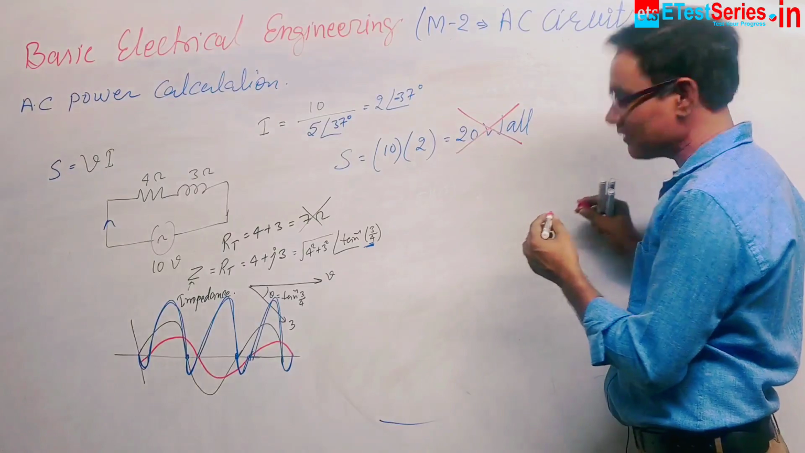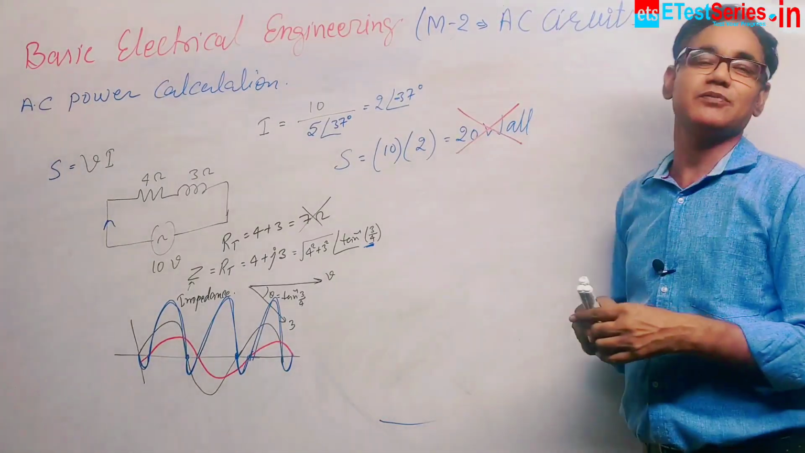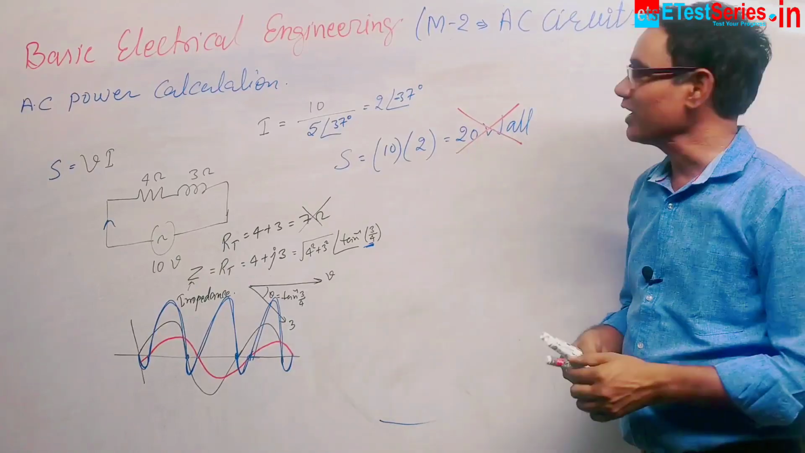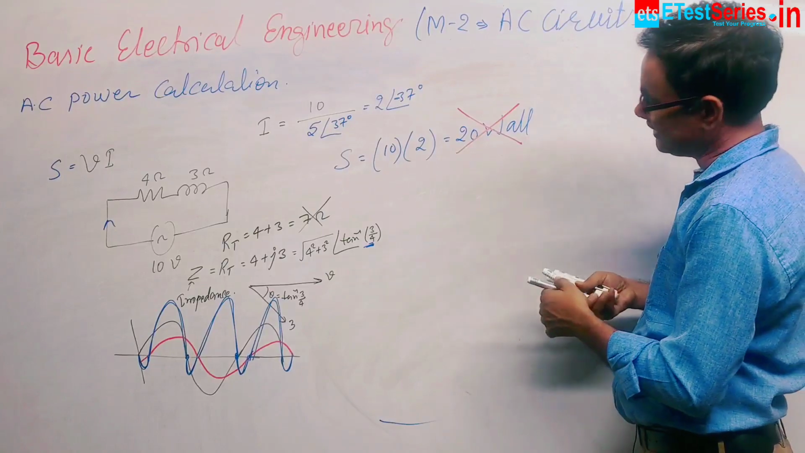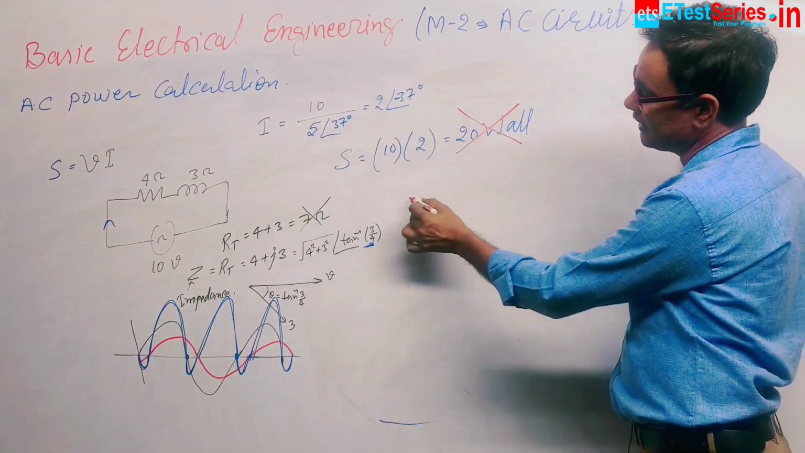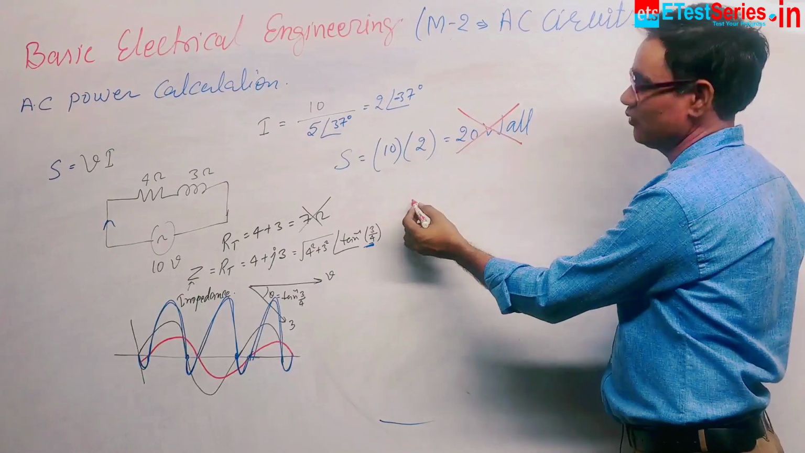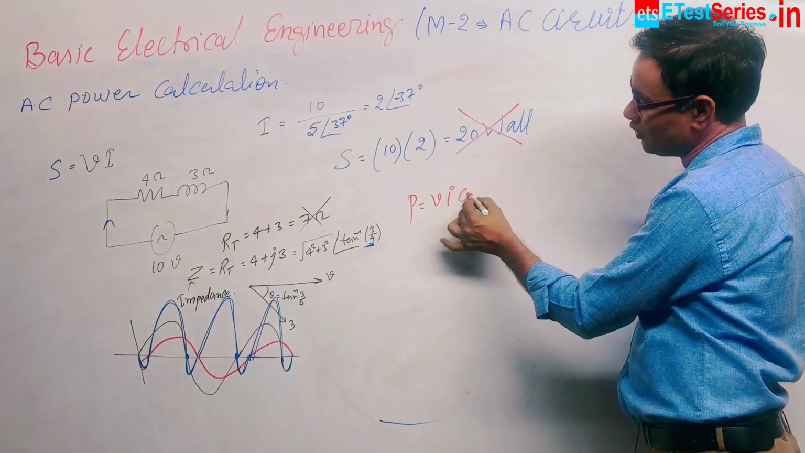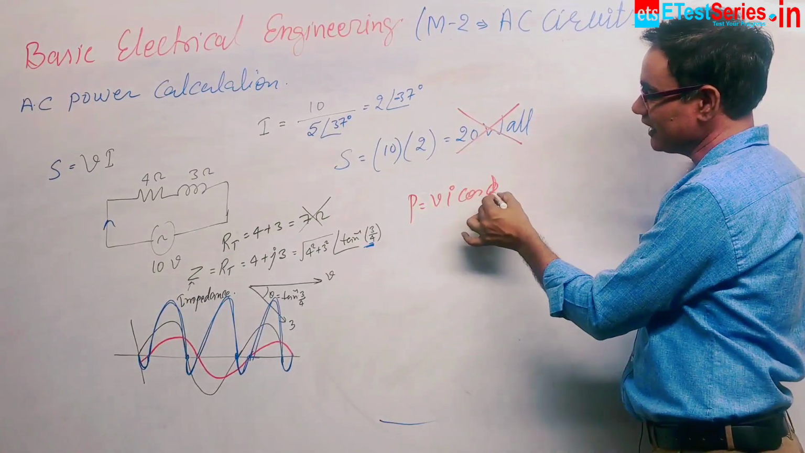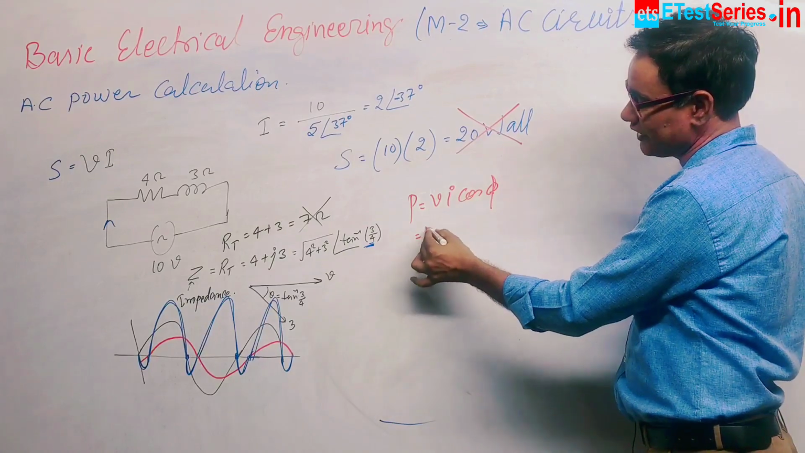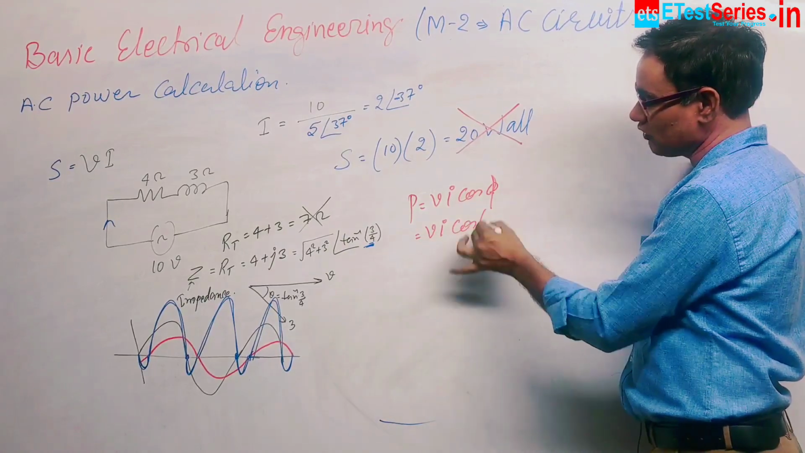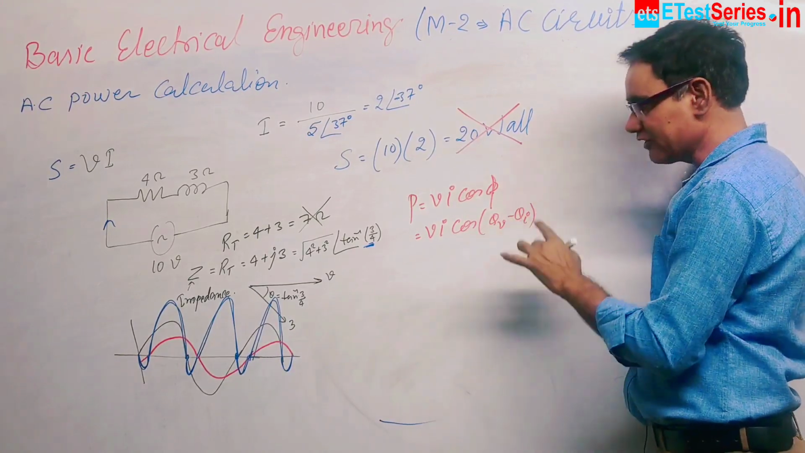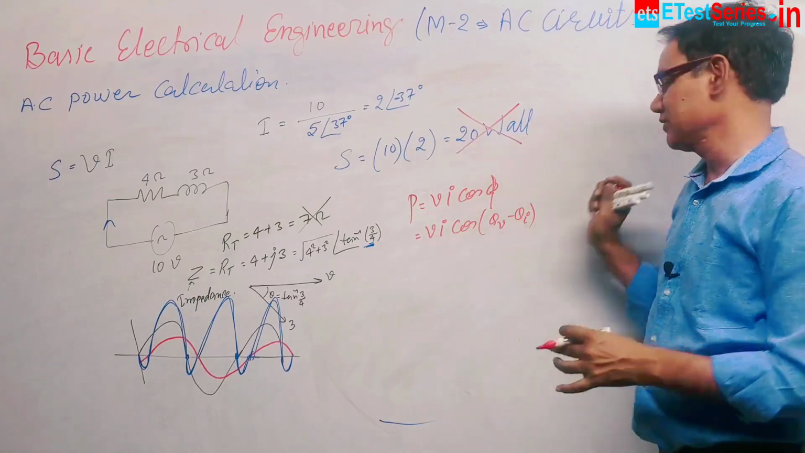When we are calculating the power in an AC circuit, we require some more accurate calculative formulas. So how will we calculate them? For that, we have to know that power is V into I into cos of phi, where phi is the angle between voltage and current, that is, theta of voltage minus theta of current. The angle difference between the voltage and current waves.